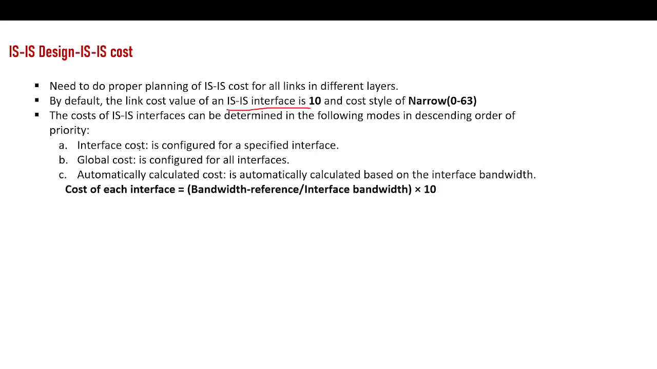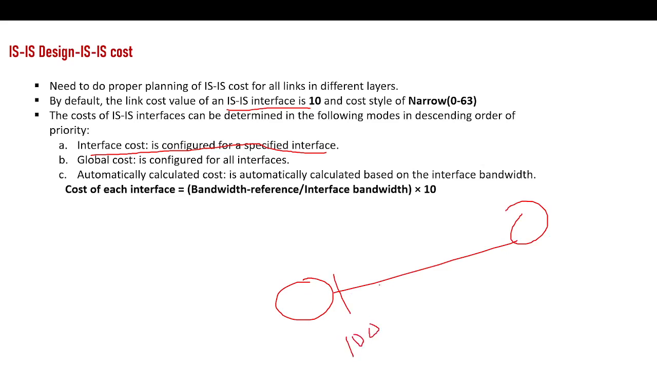But then we have different ways or different modes that you can decide the cost. So this is in descending order. You can have the interface cost. This one is configured for a specified interface. So you have a connection between two devices. You manually configure cost on this end. And when you configure here 100, don't go ahead and configure 200 on this other end. That's not a best practice. When you configure 100 this side, go ahead and also configure a cost of 100 on this other end so that it's symmetric.